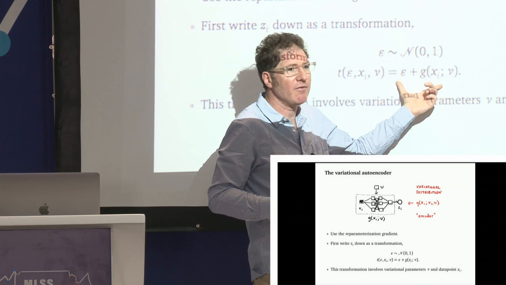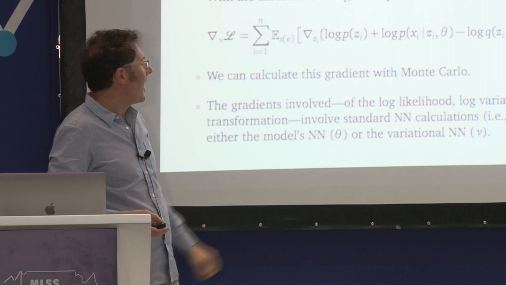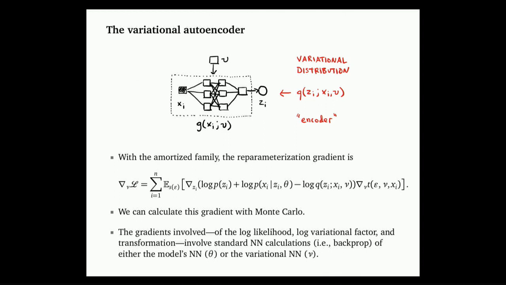Okay, now I can write down the reparameterization gradient, just as before, and I can calculate this gradient with Monte Carlo. And what's nice about this is that all the gradients involved here, the gradient of log p of x given z and theta, the gradient of q, they all involve standard neural net calculations, basically backprop or evaluating the neural net. And so you can do this all inside things like TensorFlow or PyTorch or whatever it is.